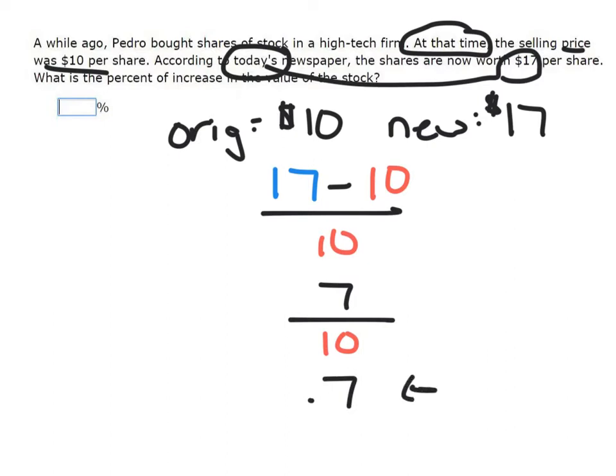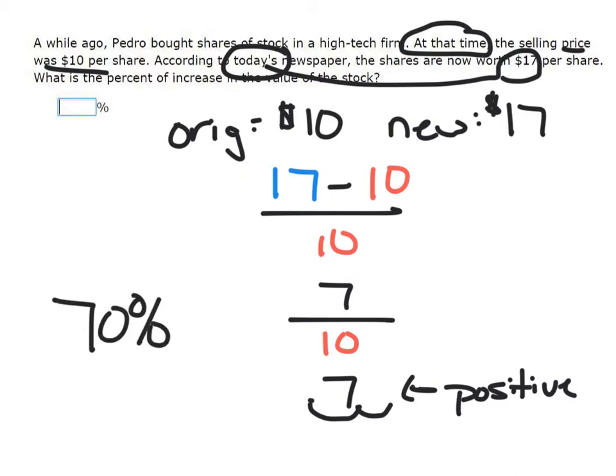Again, this is positive. So that tells me, and I should be able to tell from the beginning that if I started at $10 and now I'm at 17, it was a percent increase. By that being positive, I know my math was set up properly. The last step I have to do is move that decimal 2 spots to go from the decimal to the percent, multiplying by 100, and I end up with a final answer of 70% increase.